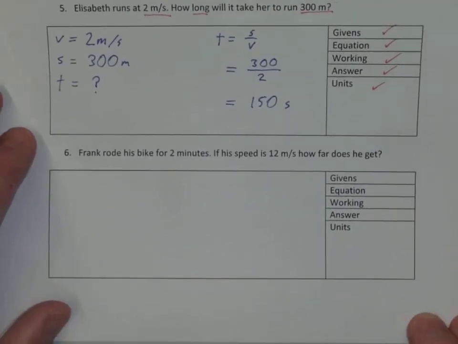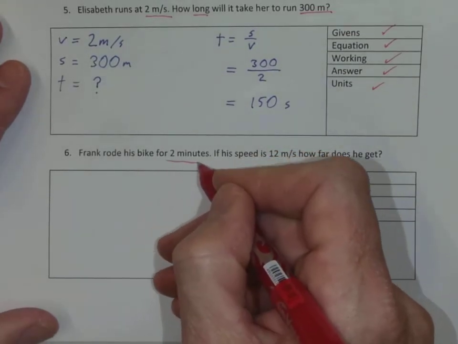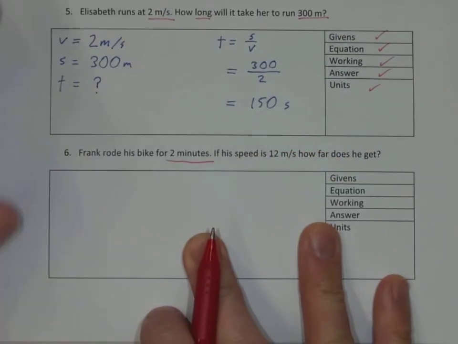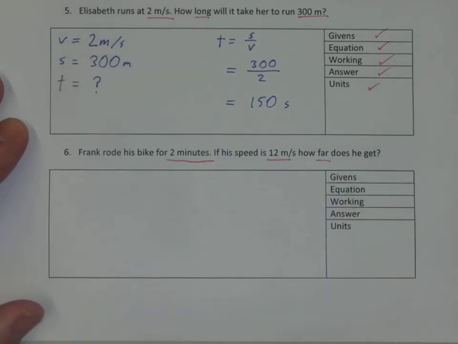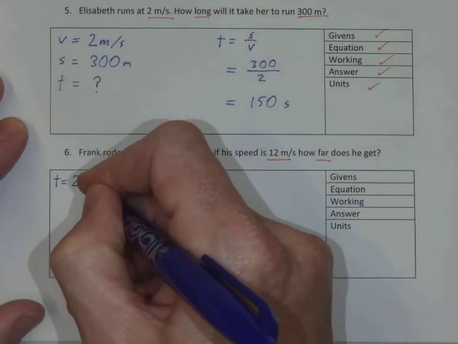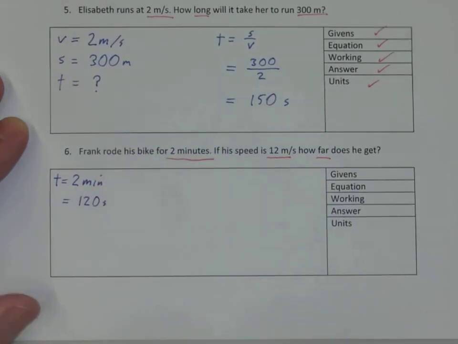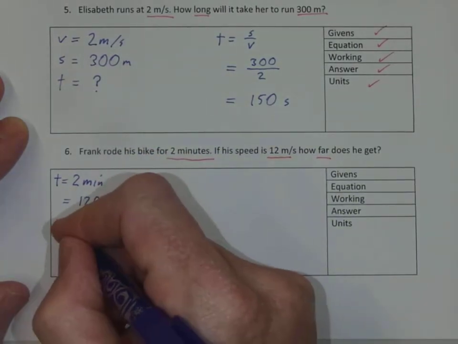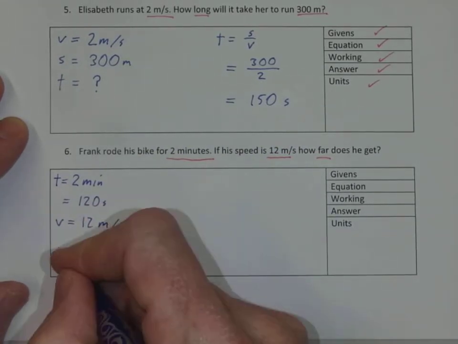Last question. Frank rode his bike for 2 minutes. If his speed is 12 metres a second, how far does he go? Okay, so it's a speed equation. There's no reference to acceleration, so it has to be speed. We look at the givens that we have. What do we have? 2 minutes, time. Time equals 2 minutes. We might turn that into seconds. 120 seconds. Speed is 12 metres a second. How far does he get? Distance is the question.